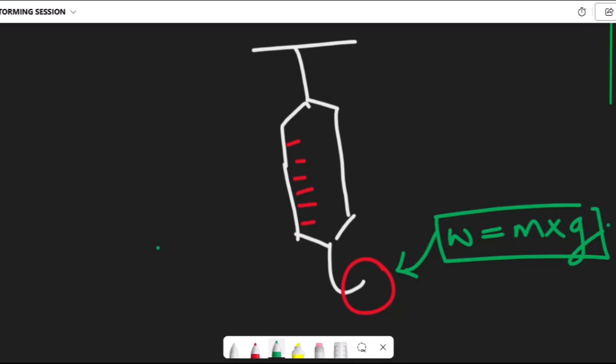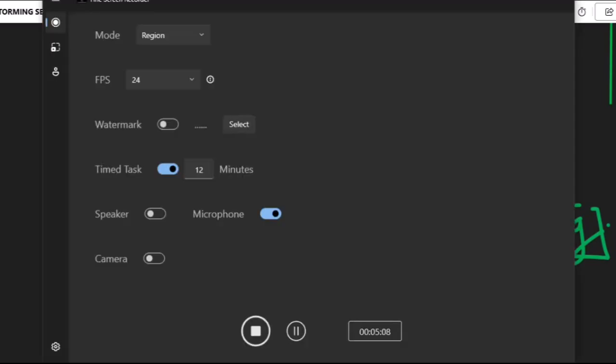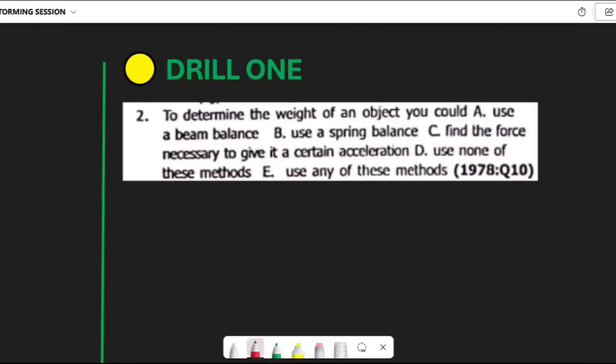So let's go back to our option and see the question we have there. Okay, coming back to our option, the question says to determine the weight of an object, you could use a beam balance. I told you we can only use a beam balance to determine the mass, so beam balance is wrong. We can use a spring balance. Yes, you can use a spring balance to measure the weight of an object or find the force necessary to give certain acceleration. That's also wrong. Use none of the methods above or use any of the methods above. So the right answer is option B. Option B stands as the right answer.